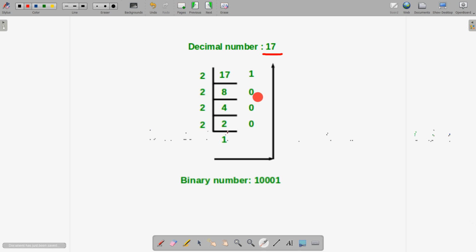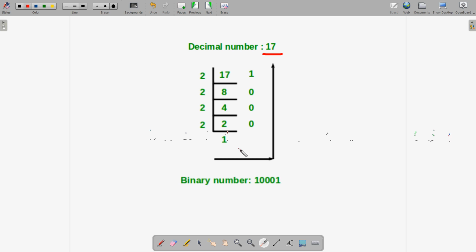So here whatever the remainder, whether it is 0 or 1, we will write here. Clear? Again we will use 2. So 2 2s are 4. Again the remainder is 0. Then 2 1s are 2. Clear? 2 1s are 2. The remainder is 0. So we have done the division till we got 1 as the quotient.